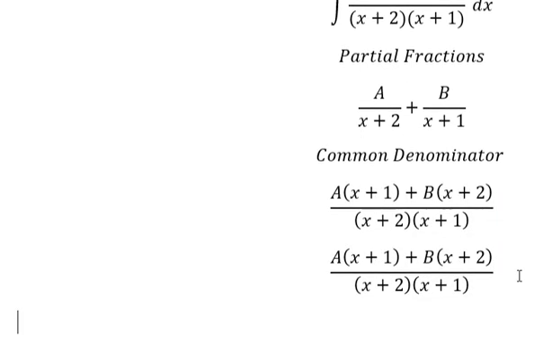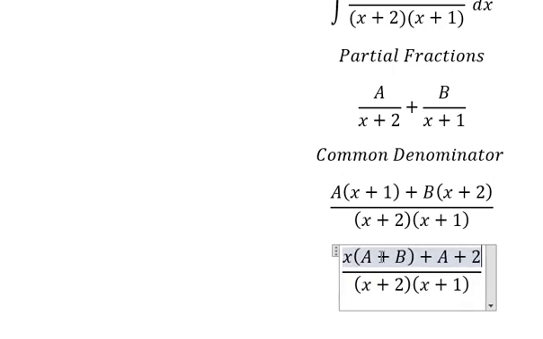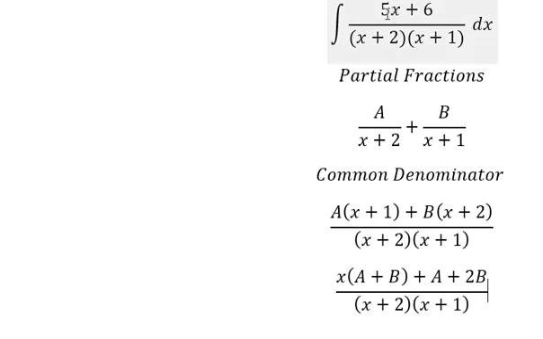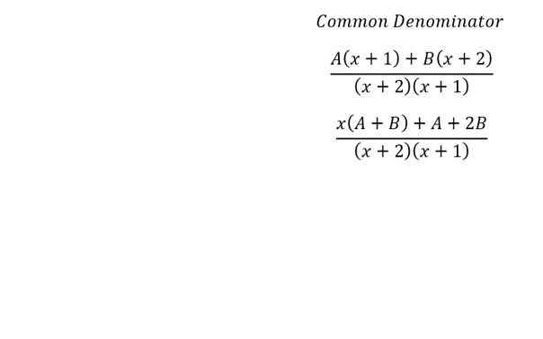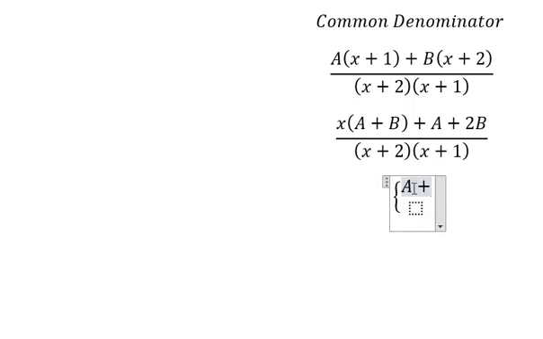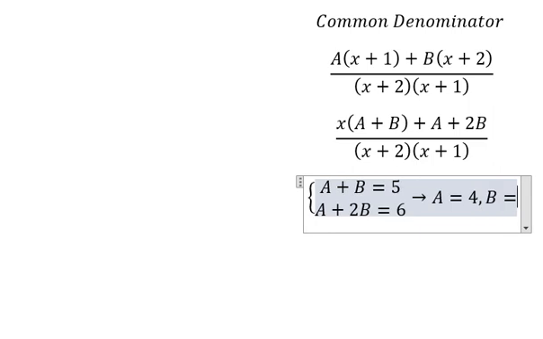Now we need to arrange based on the terms of s. So we compare coefficients of s, we have number 5, so A plus B equals 5. About the numbers, we have A plus 2B equals 6. So we need to create the system of equations. So A equals 4, B equals 1.